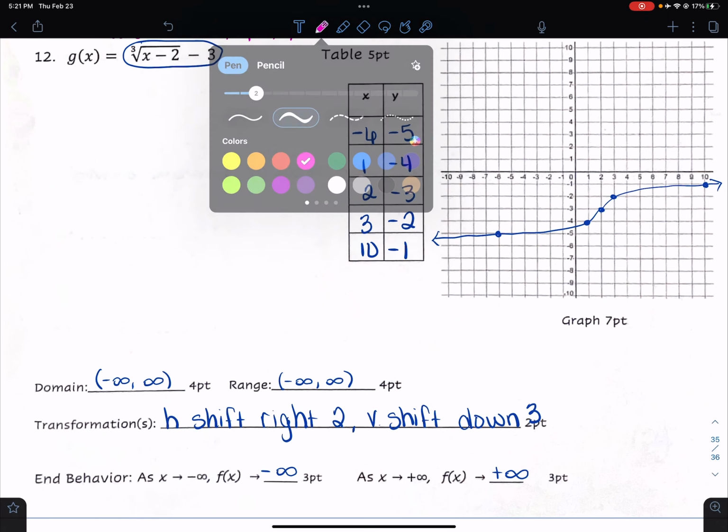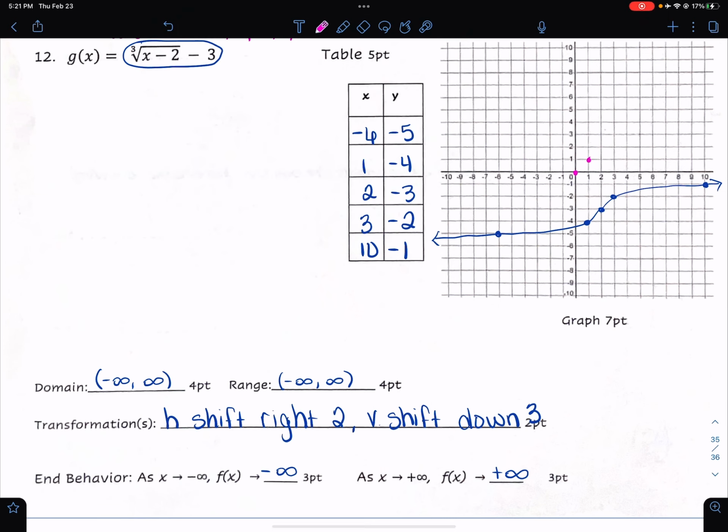Now, the parent function for this graph, okay, looks something similar to this. I'm just drawing a really quick sketch of it. Okay. Now, that one, between the pink one and the blue one, it went down 3 units from here to here. So it went down 1, 2, 3, and then it went right 2, 1, 2. Okay, so that's what we're looking for when you're looking at your graph. How did it move from the parent function to the new function? Went down 3 and right 2. Okay.